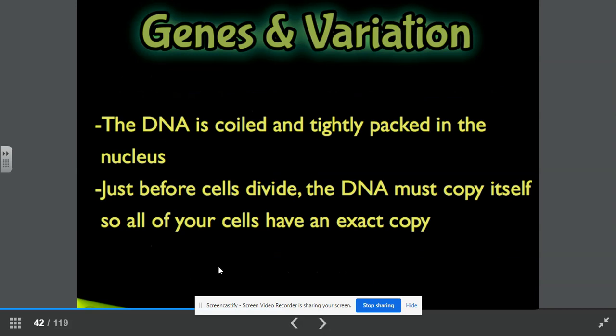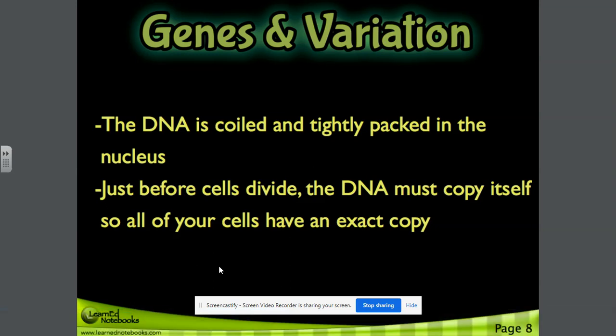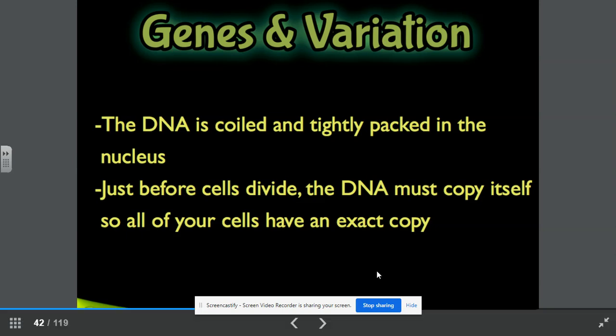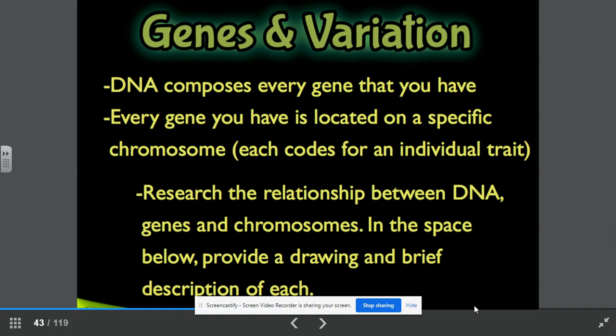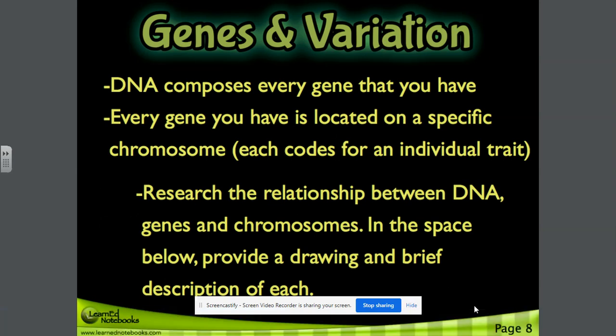The DNA is coiled and tightly packed in the nucleus. Just before the cells divide, the DNA must copy itself so that all of your cells have an exact copy. DNA composes every gene that you have. Every gene you have is located on a specific chromosome. Each one codes for an individual trait.